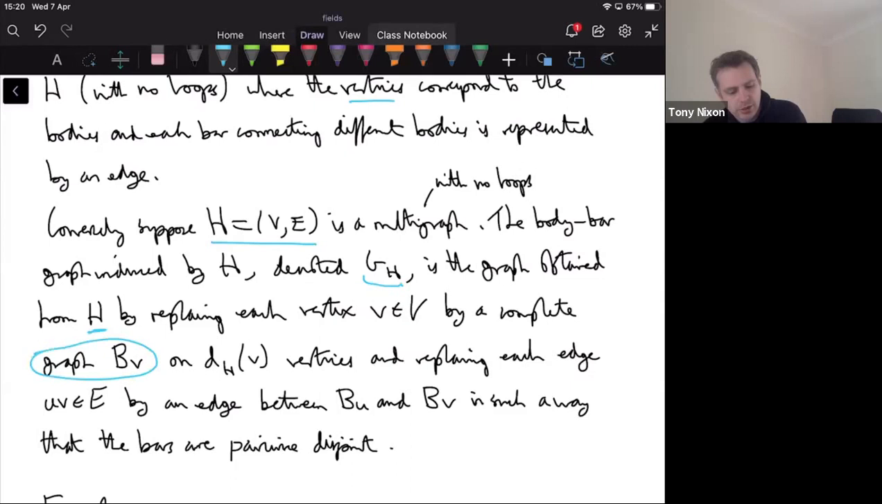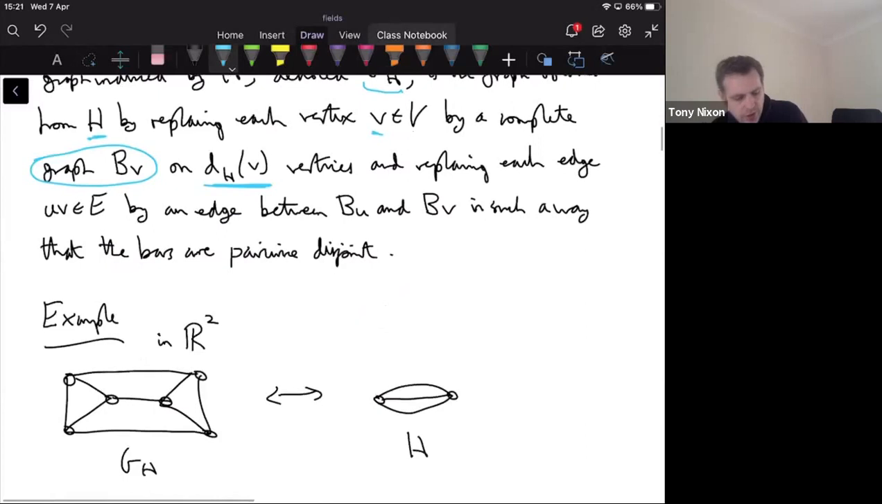And the complete graph has number of vertices as the degree of the vertex in the multigraph. And then you replace each edge by an edge between the two bodies, but make sure that the bars incident to any body are pairwise disjoint. So here's an example to try and make that clearer.